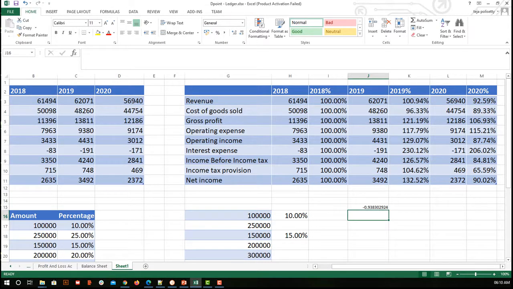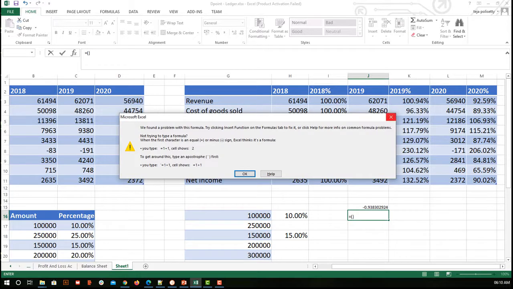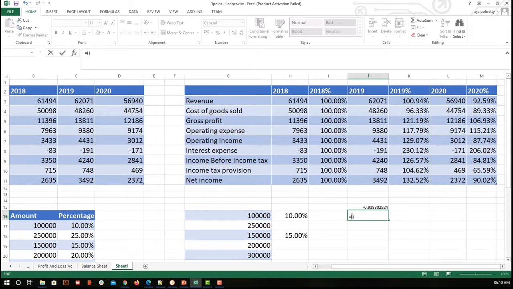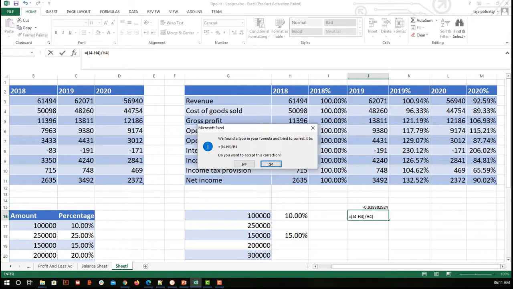So is equal to, open the brackets. Here first I select my current value. First I took my current value and then I'm subtracting the original value from it, and then I'm dividing by the original value and finally multiplying it by 100.